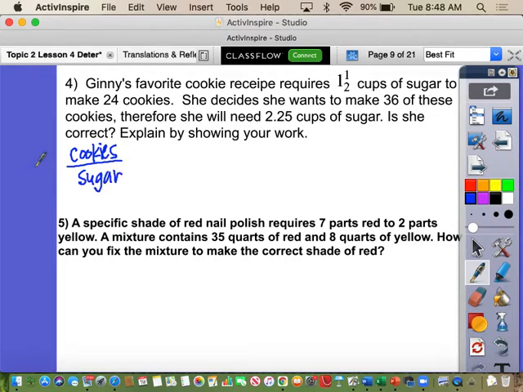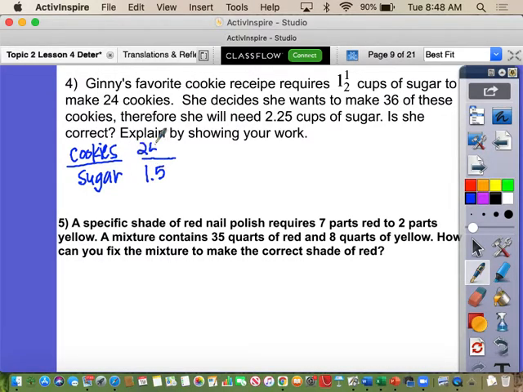All right, so we know that it requires 1.5 cups to make 24 cookies. So where does my 1.5 need to go in that ratio, on top or bottom? The bottom, because I want to line it up with my sugar. And since my other number was given as a decimal, can't I change that 1.5 to a decimal also, just to make my life a little bit easier? 1.5 we know is equivalent to what decimal? 1.5.